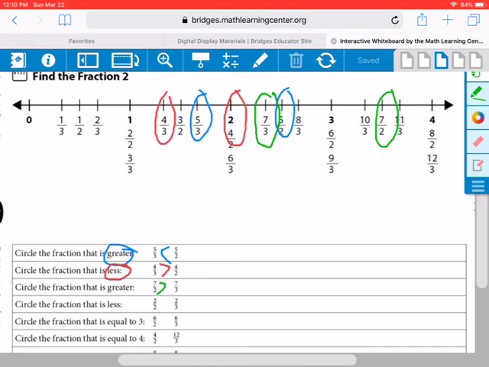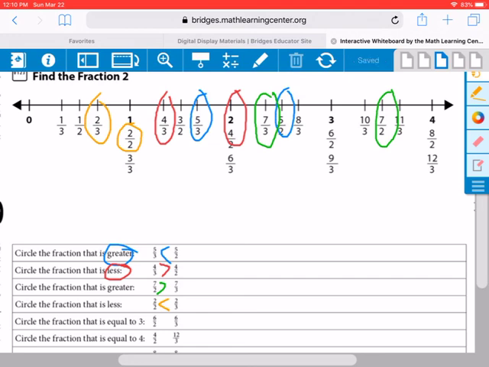Which fraction is less? When the numerator is the same, we're looking at the smaller denominator to be the larger fraction. So which one is less? We've got 2/2 and we've got 2/3. Which one is less? 2/3, because it has the larger denominator.